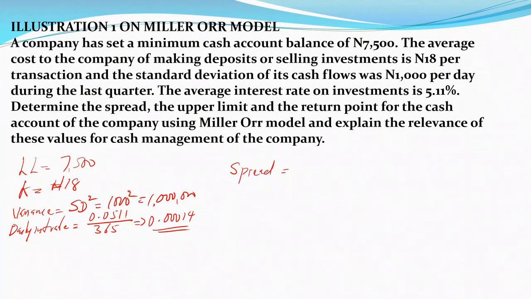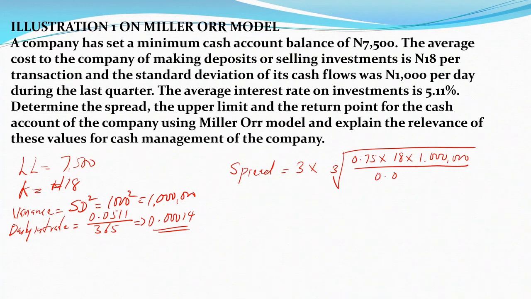Now, what's my spread? My spread is 3 times cube root 0.75 times transaction cost times variance all over 0.00014. Okay, so 0.75 times 18 times 1 million. That gives me 1,350,000 divided by 0.00014. So we need the cube root of this figure.